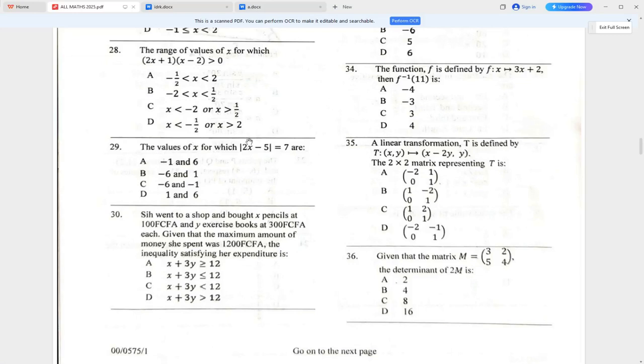The values of x for which the absolute value of 2x minus 5 is equal to 7 are. So to solve this, we have to understand that if we are dealing with the absolute value of 2x minus 5 being equal to 7, it means that negative (2x minus 5) should be equal to 7, and 2x minus 5 should be equal to 7.